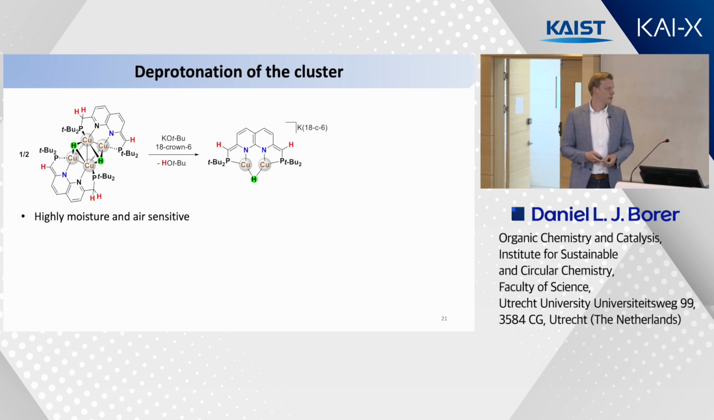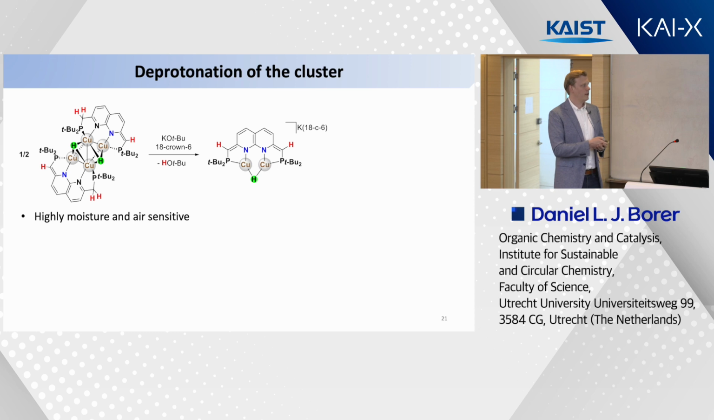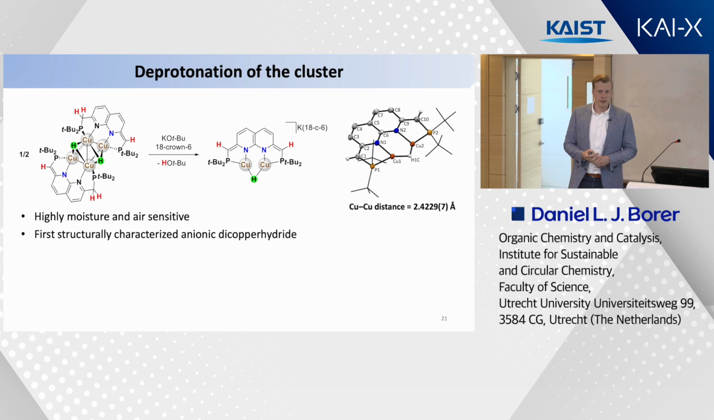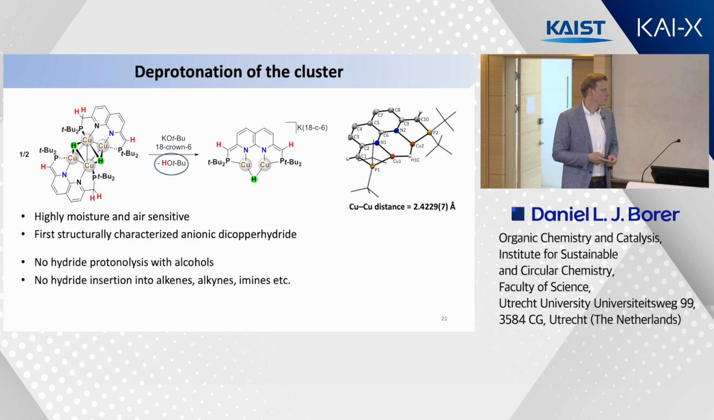Well, after quite some time, we found that if you use potassium tert-butoxide and 18-crown-6, very important. Without 18-crown-6, nothing happens. But with 18-crown-6, you sequester the potassium ion, making it a much stronger base. We can get this well-defined anionic dicopper hydride. And this is actually the first structurally characterized anionic dicopper hydride in the literature. And it just looks really cool. We're really excited about this molecule. It's probably one of my favorite crystal structures in the group.